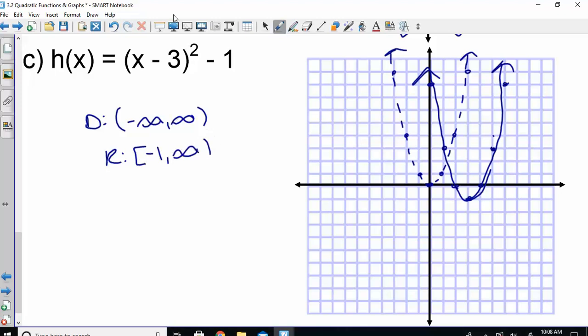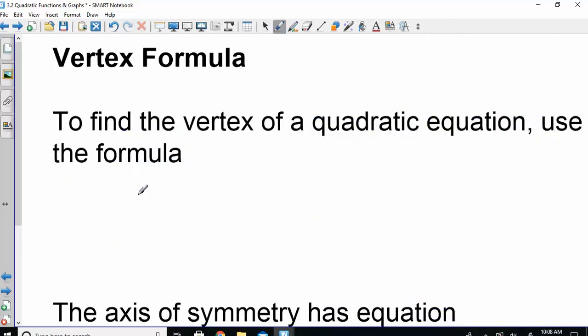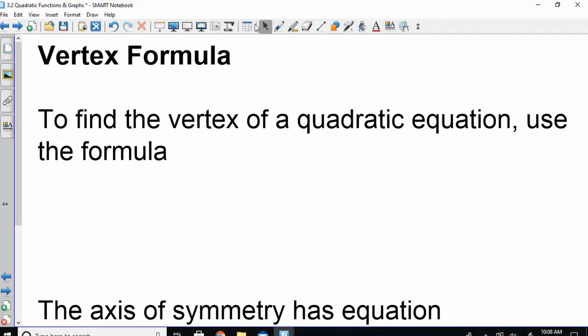Okay. So if they're written in vertex form, they're pretty easy to graph. We can do our transformations. But that first option, A, was not in vertex form, so it wasn't quite as easy. So here's what we can do. If we have a quadratic equation in standard form, to find the vertex, you are going to use this formula, x equals the opposite of b over 2a, to get the x value of your vertex.